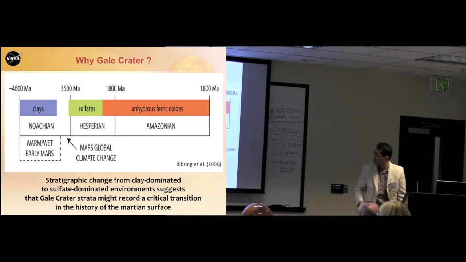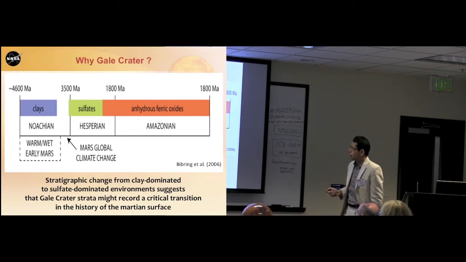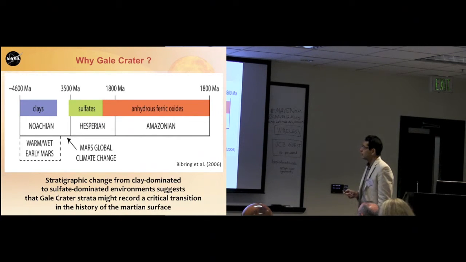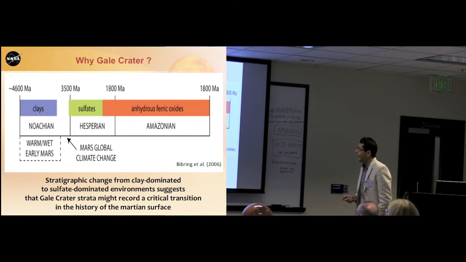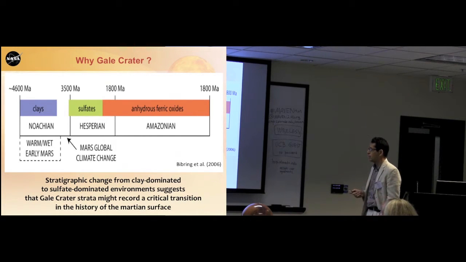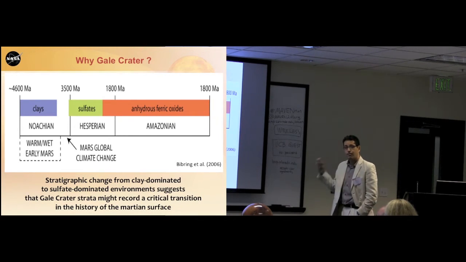Having these clay and sulfate strata actually points us to a specific time in the life of Mars. It's when Mars transitioned from being warm and wet to the beginning of the dry and cold Mars of today. And so that mound in the middle of Gale Crater basically captured that transition. And that's where we think, like Janet talked about earlier, the Mars global climate changed.